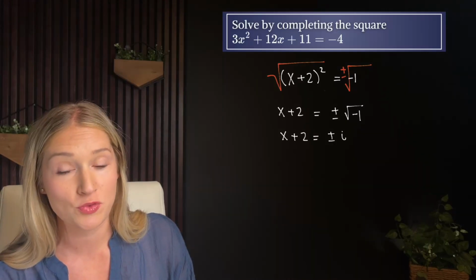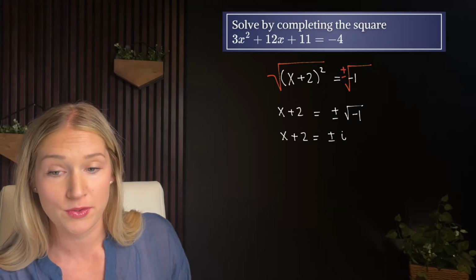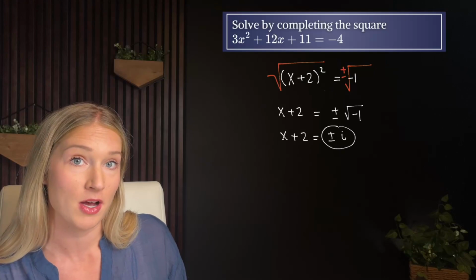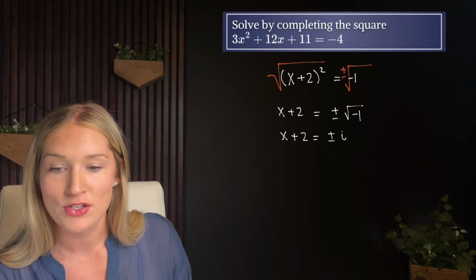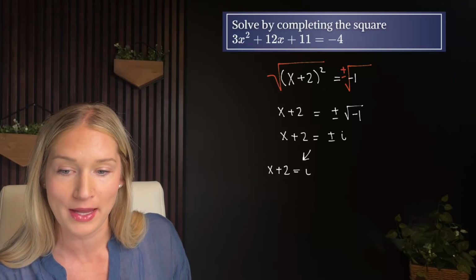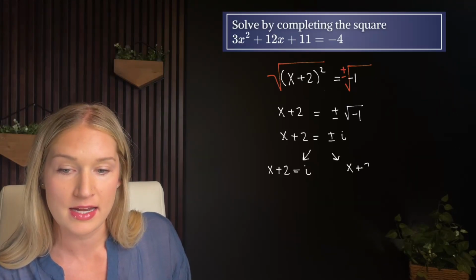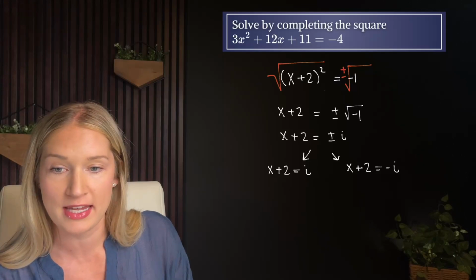Now, I do need to subtract 2 in order to isolate my x, but I have 2 terms over on that right-hand side. I have a positive i and a negative i. So let me split this up into 2 separate equations. That way I can solve with a positive i and the negative i as 2 separate cases.